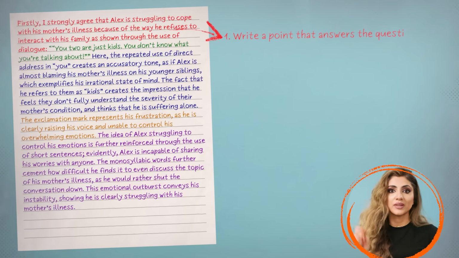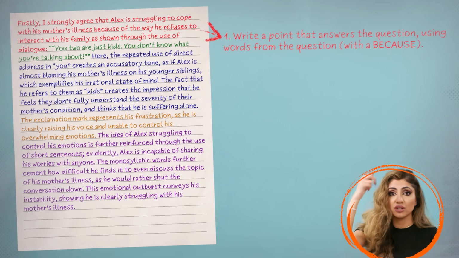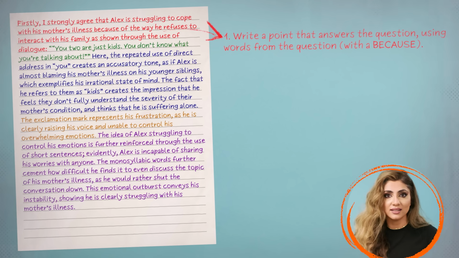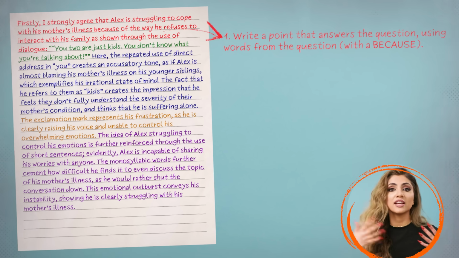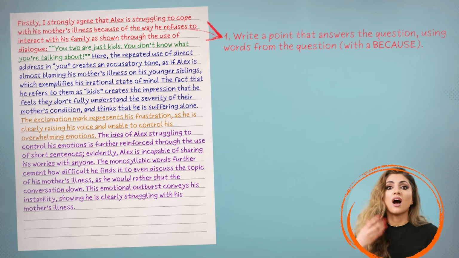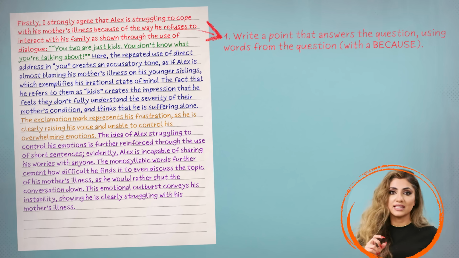Now, if we break down what I have just done, this is it. I wrote a point that answers the question using words from the question, from the statement. But notice I included a "because" and I gave a reason. I didn't just say, "I agree he's struggling to cope." I said, "I agree he's struggling to cope because." So I didn't just repeat the statement, I included a method that the writer uses and a reason.